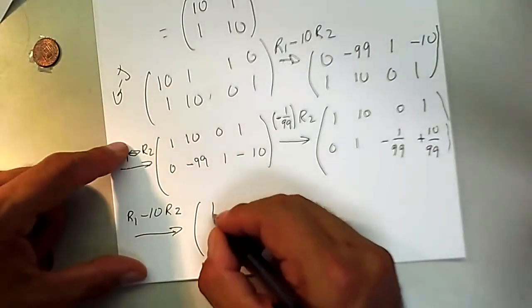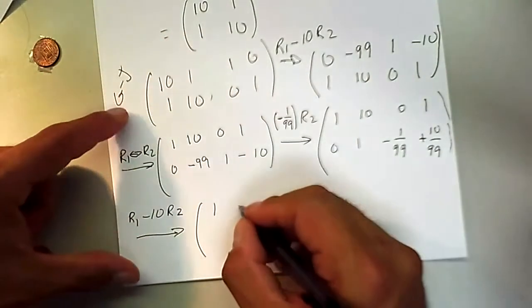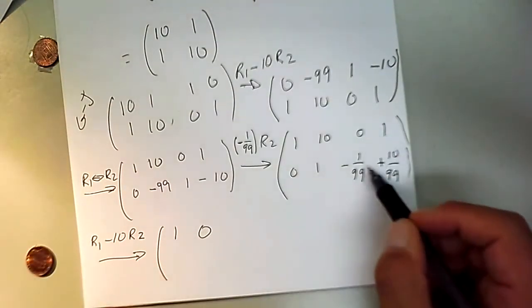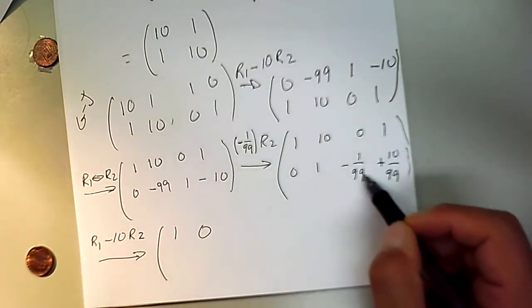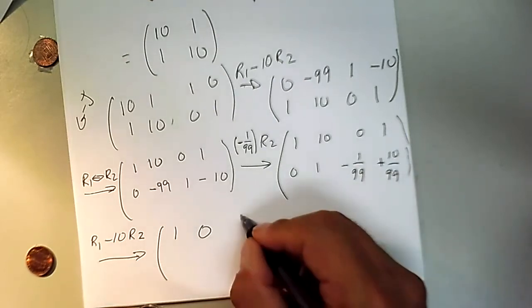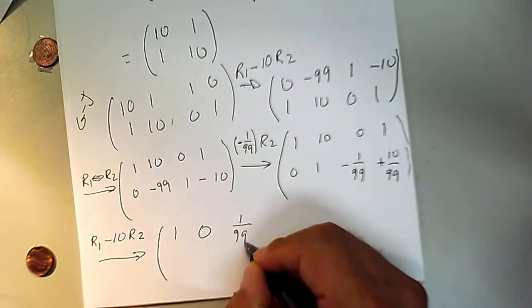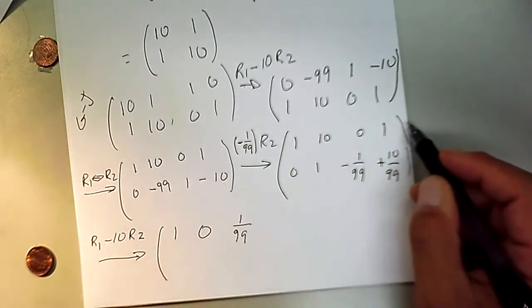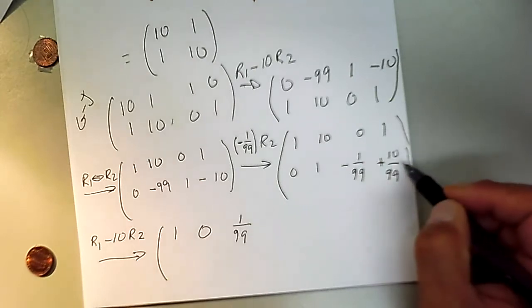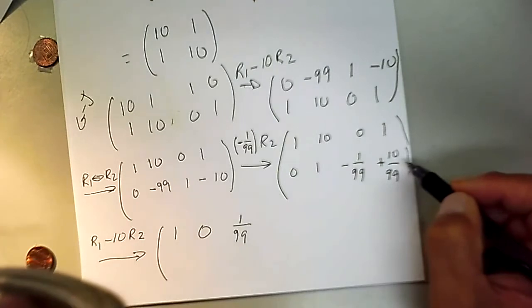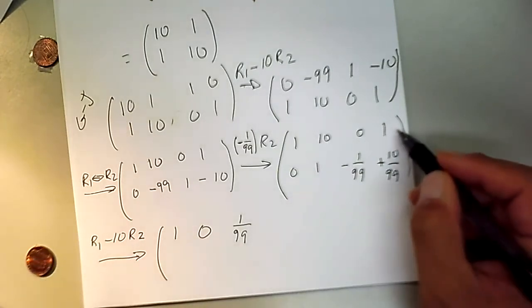So of course we got 1, 0. We're going to take away 10 times this guy. So that's 1 over 99. We're going to take away 100 over 99 from 1.